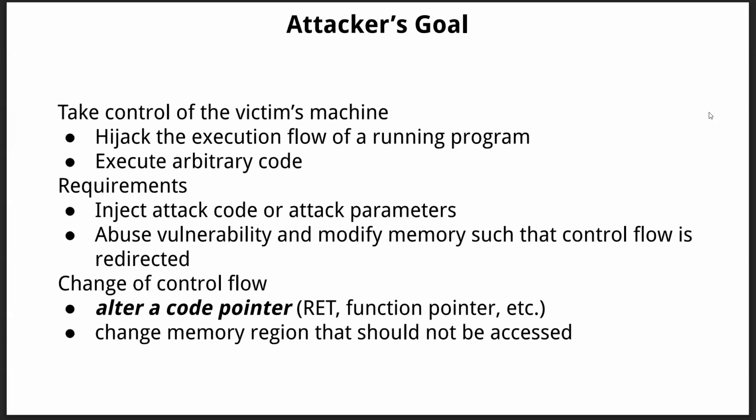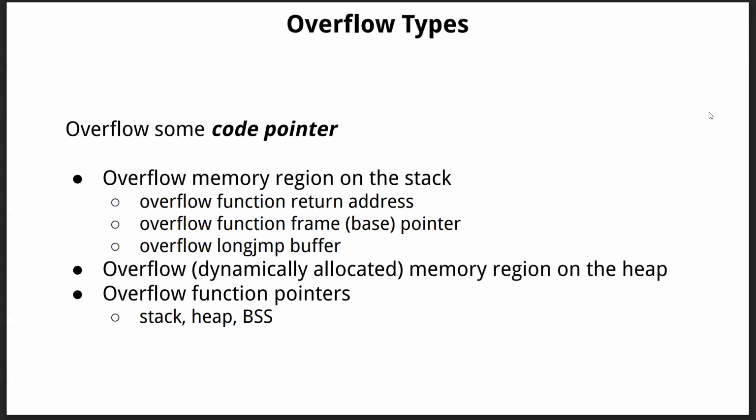So let's revisit this part. The attacker's goal is to take full control of a victim's machine. It will hijack the execution flow of a running program, eventually executing arbitrary code. This can be done remotely by taking input from the network. That's called RCE, remote code execution. So they change the control flow by modifying some code pointers, return address, function address, those things.